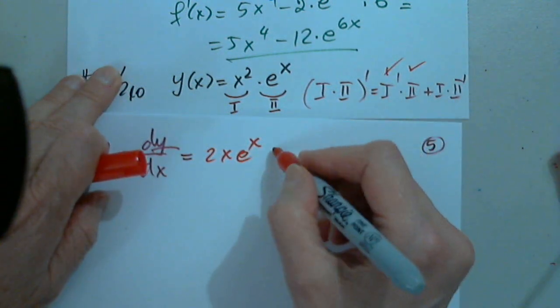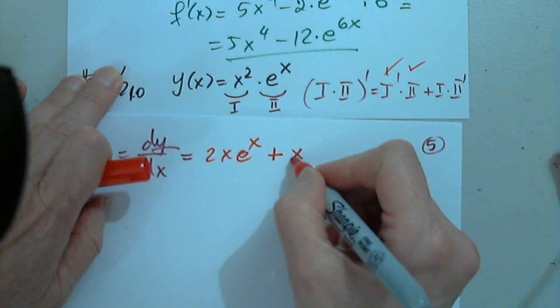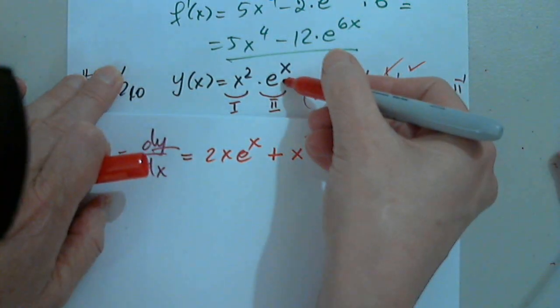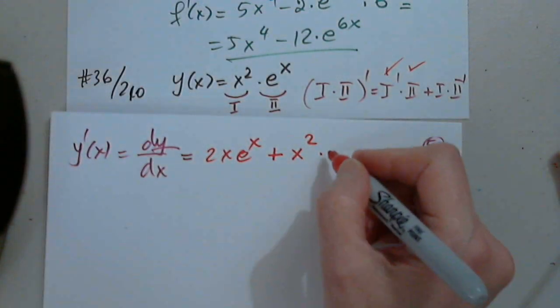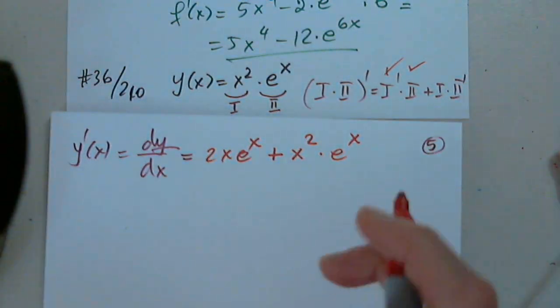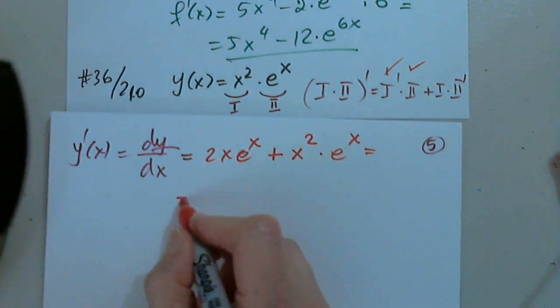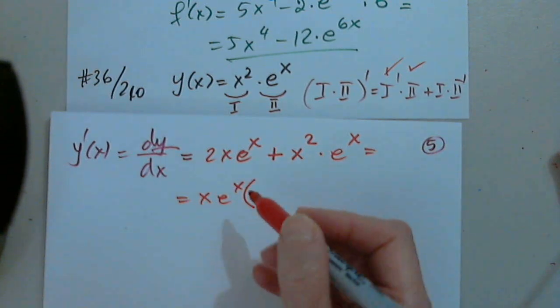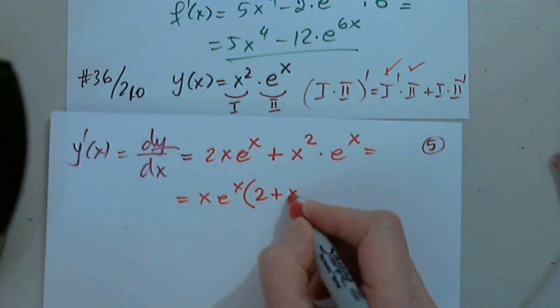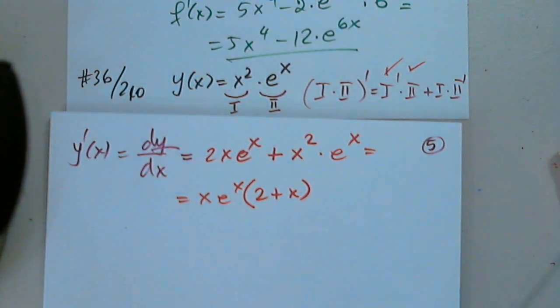Good. Now I have plus. I copy the first one. Can anyone give us the derivative of e to the x? It's a very friendly function. We love it. E to the x. You can leave it alone. You can factor out if you'd like. Later on, we will have 2x e to the x, and then we have 2 plus x, or x plus 2. So this is fine either way.